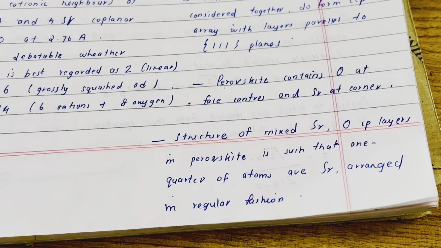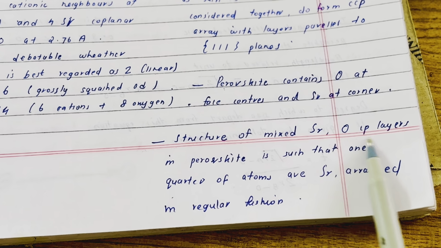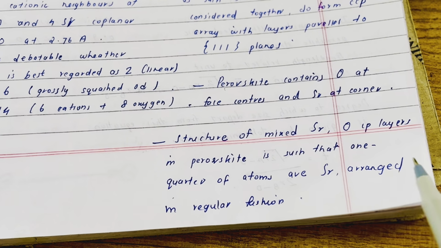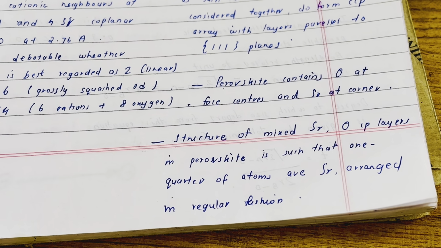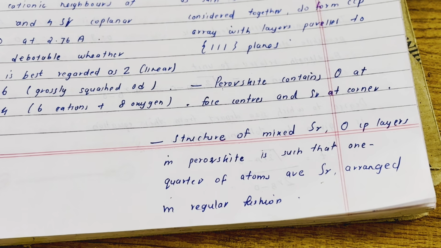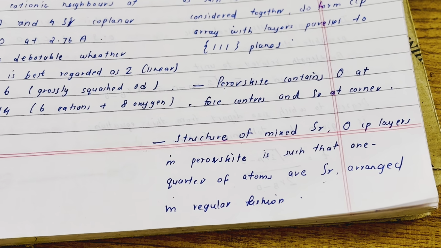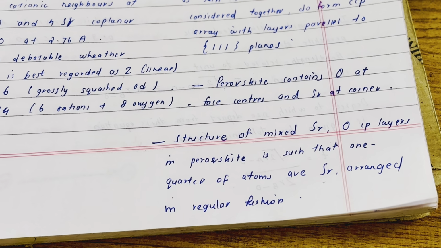and strontium at corners, right? So the structure of mixed strontium oxygen CP layers in perovskite is such that 1/4 of atoms are strontium arranged in a fashion. So you know that for these layers, we are not considering the center. We are not considering the corners. We are just considering strontium and oxygen.